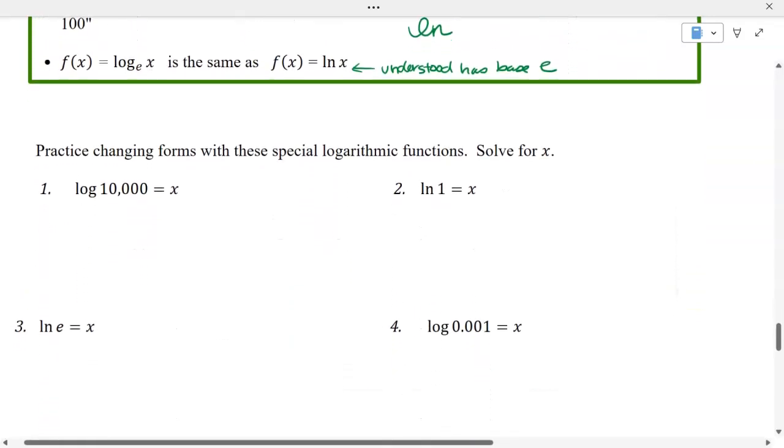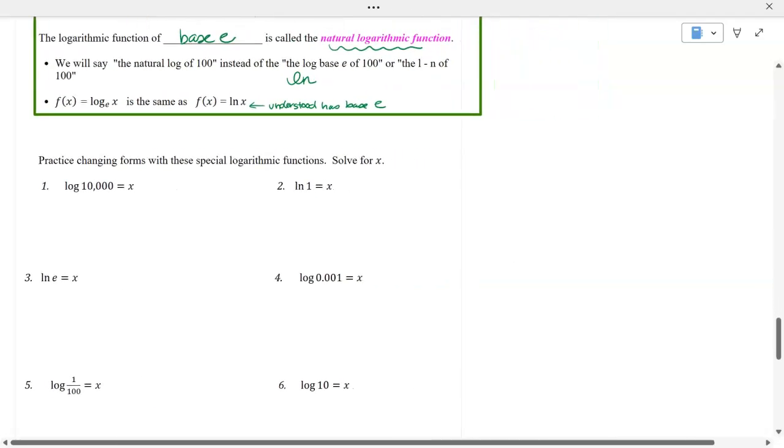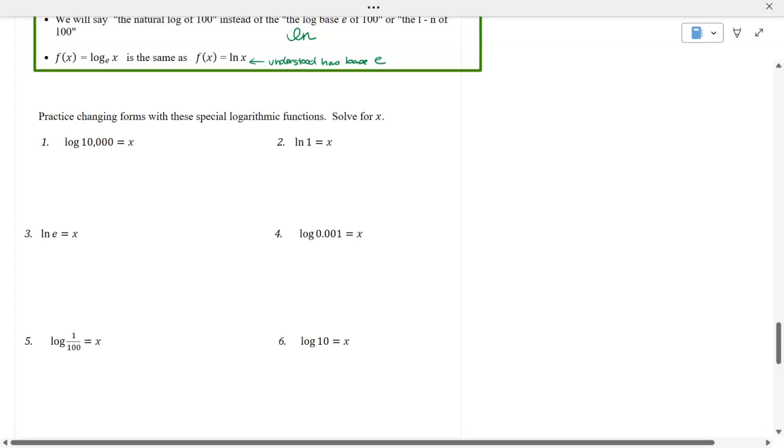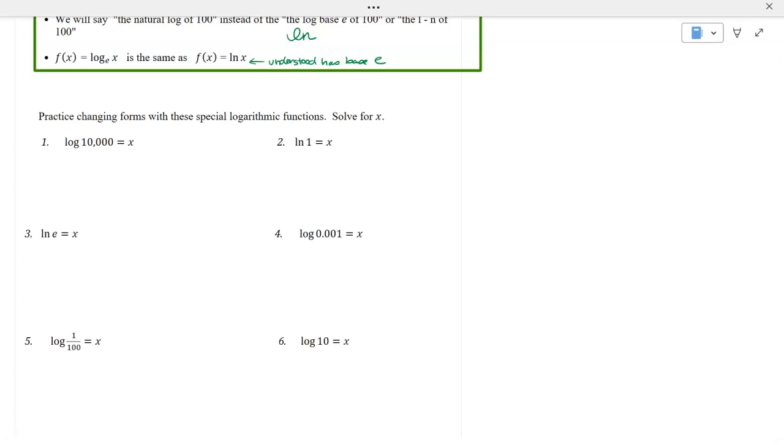So right here, we just have a few problems for you to go through. Again, no base is specified in any of these, so you either have a base of 10 or a base of e. So why don't you go through and work these problems and then come back and check your answer.